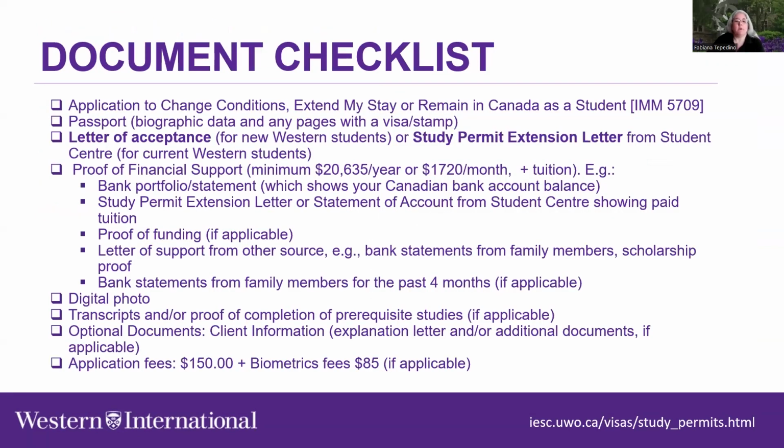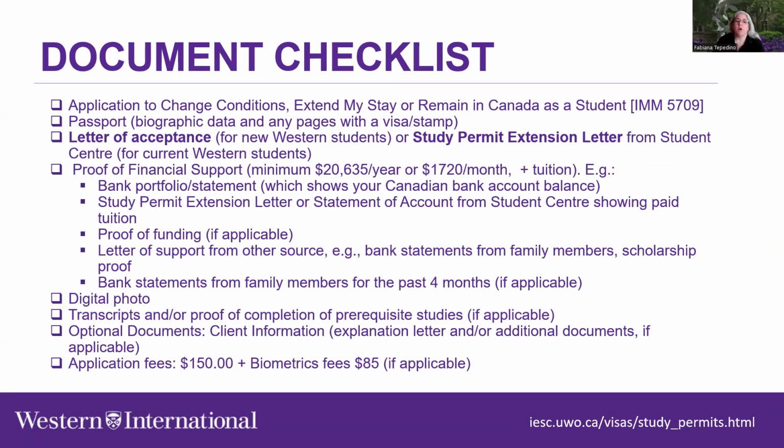To apply for your study permit, you will need to fill out the application to change conditions, extend my stay, or remain in Canada as a student, which is form IMM 5709. You will need to scan all the pages of your passport, including any pages with any visas, stamps, or signatures on it. You will also need your acceptance letter for Western. And if you are extending, you might need a study permit extension letter from Western.